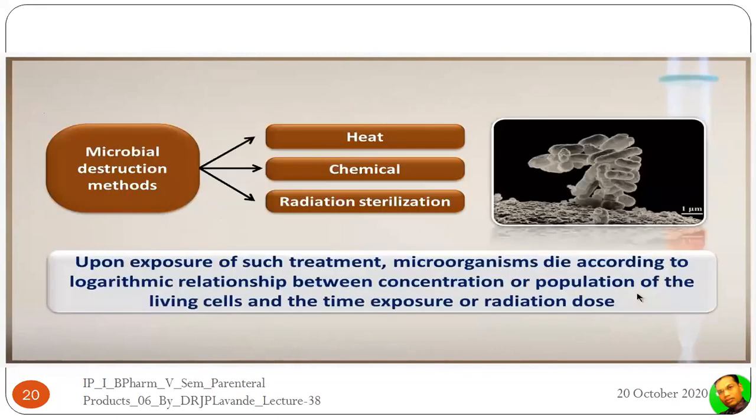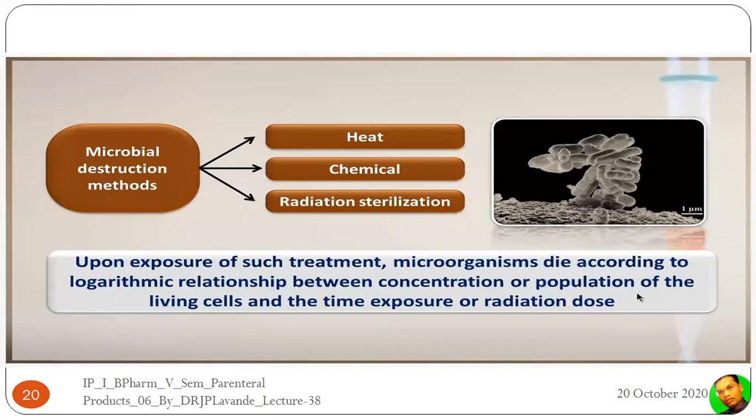Now we can go for destruction of the microorganisms in order to maintain the product completely sterile. We can go for different methods, like microbial destruction with the help of heat. We can use chemicals, we can use radiations. Upon exposure to such treatment, microorganisms will die according to a logarithmic relationship between the concentration of the population of living cells and the time of exposure or the radiation dose. So there is a direct relationship.